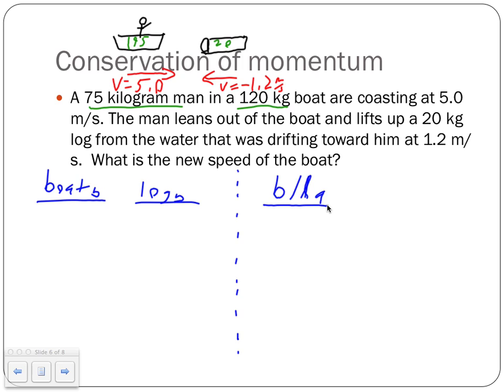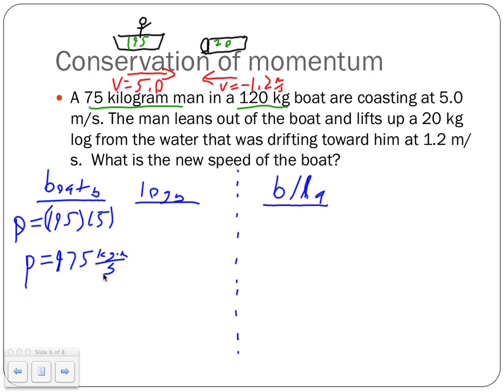So let's look at the boat. For the boat, the original momentum should be the boat's mass, which is 195 kilograms, times the boat's velocity, which is 5 meters per second. All right? And so whenever we take that, we can multiply that out. So we'd say 5 times 195. And so originally the momentum of just the boat is going to be 975 kilogram meters per second.